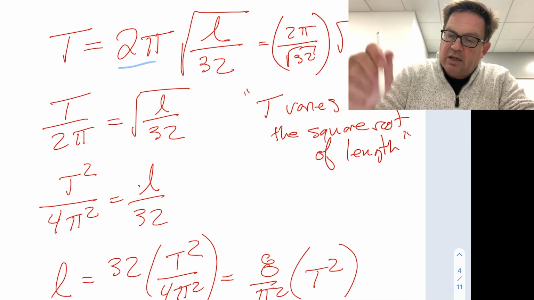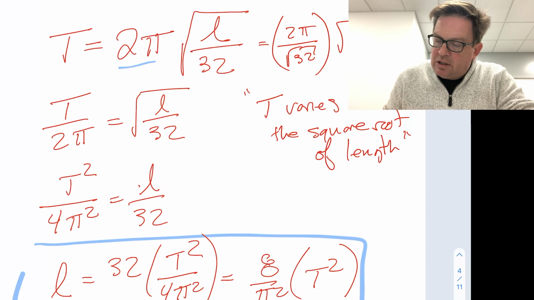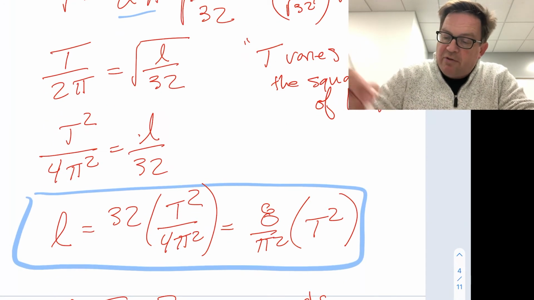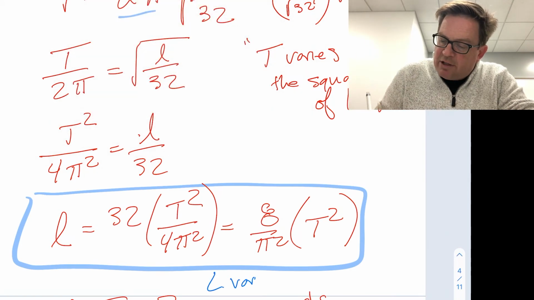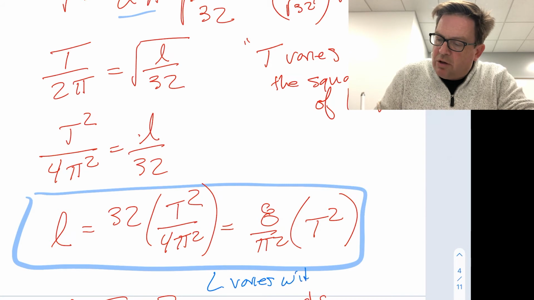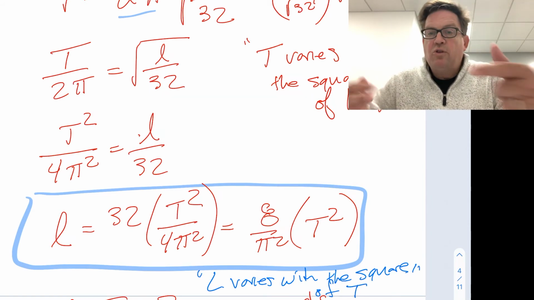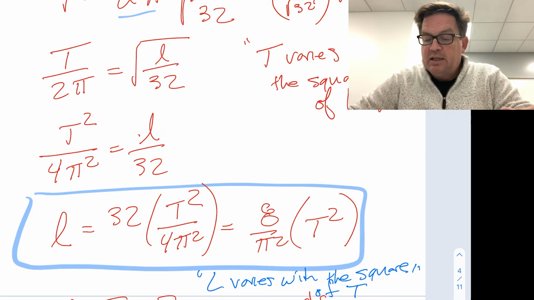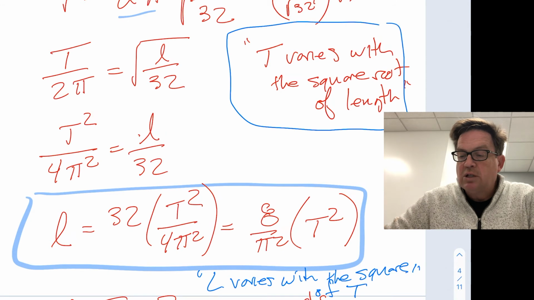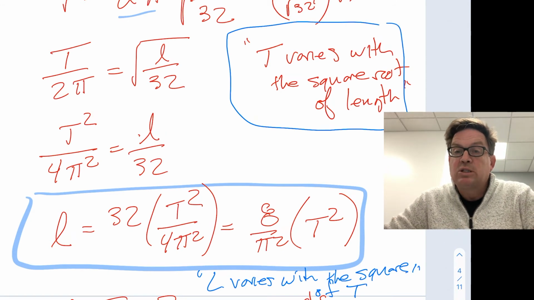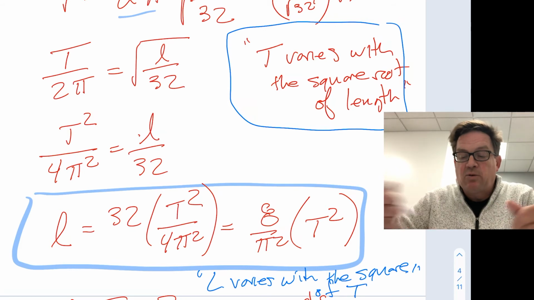And so if you solve that, you get down here, and part of that would be, let me switch to blue, L varies with the square of t. So the relationship is backwards: if L is proportional to the square of t, or in the first case, t is proportional to the square root of the length, and so they're backwards in that sense.